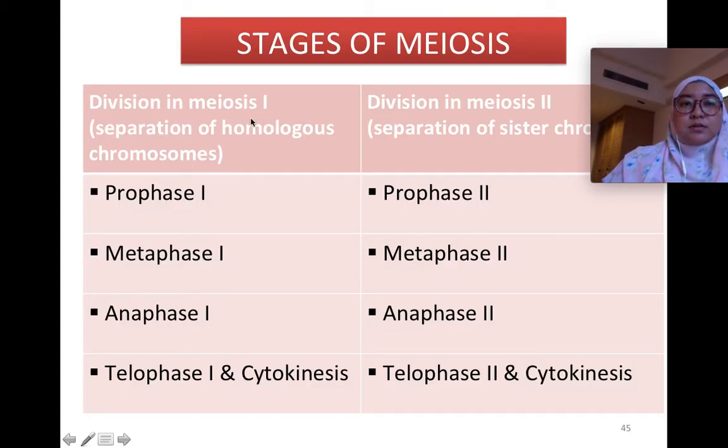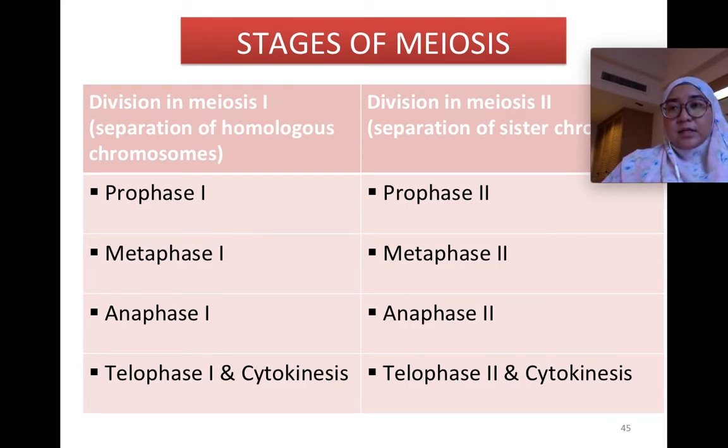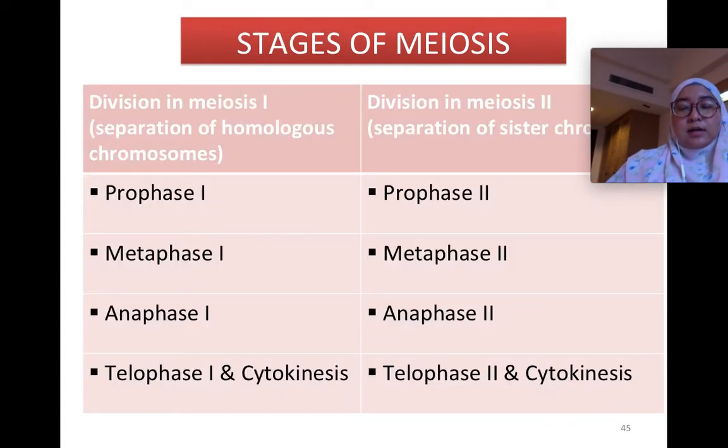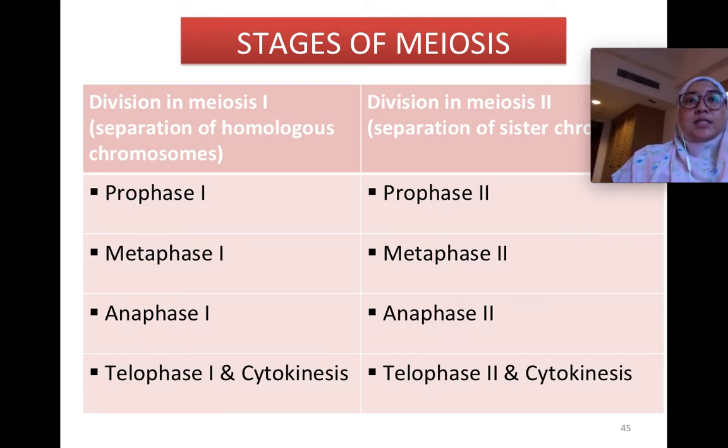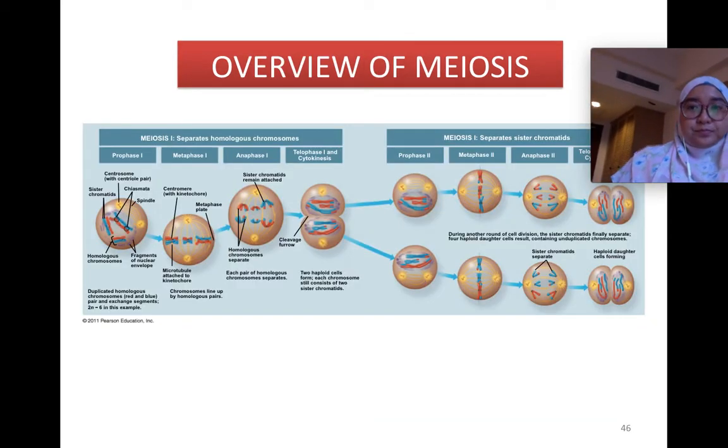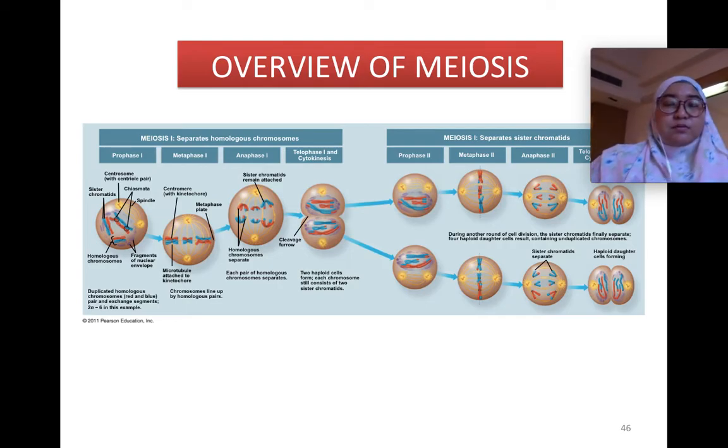So the division of meiosis 1 is the separation of homologous chromosomes. We have these phases. The division of meiosis 2 is the separation of sister chromatids. I have repeated this a million times. In meiosis 1 we only want to separate homologous chromosomes. What is a homologous chromosome? I need to recall what I told you earlier. And then in meiosis 2 we need to separate the sister chromatids. So this is an overview of meiosis.